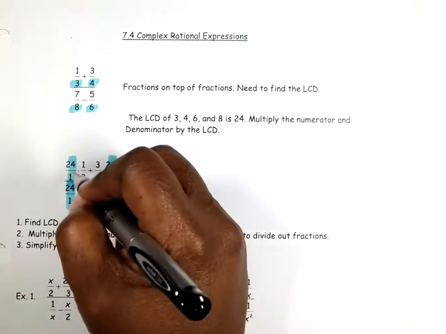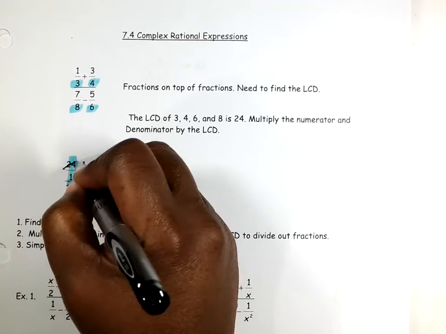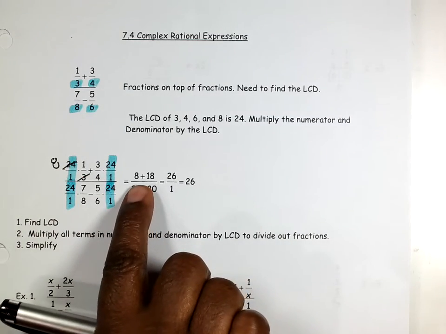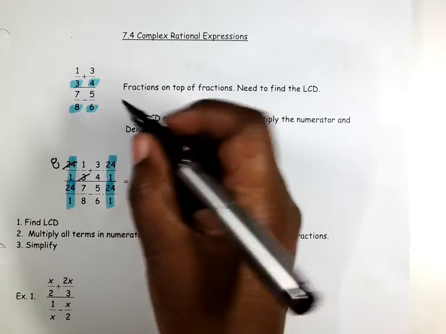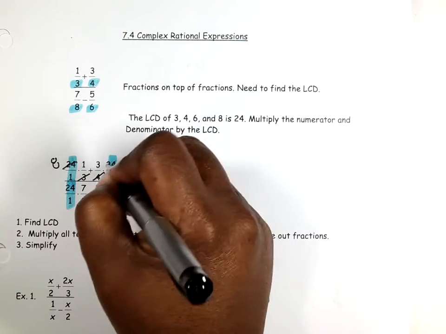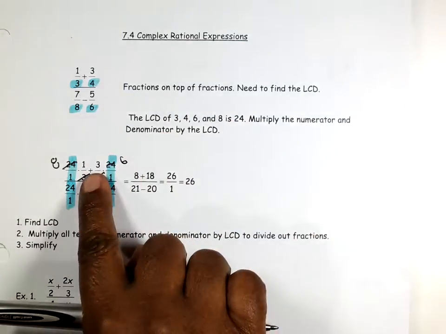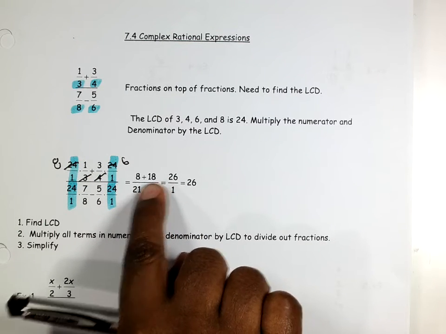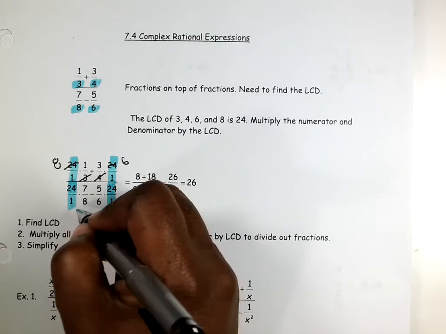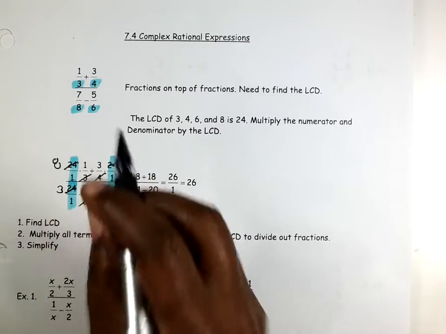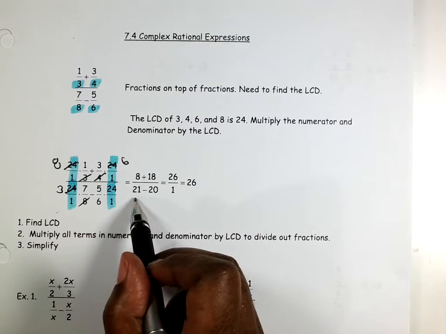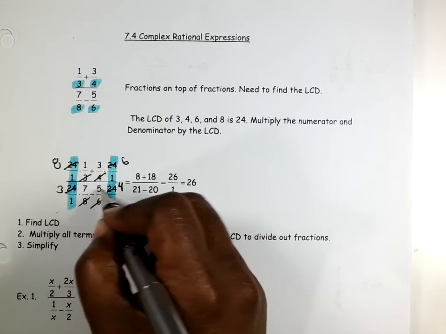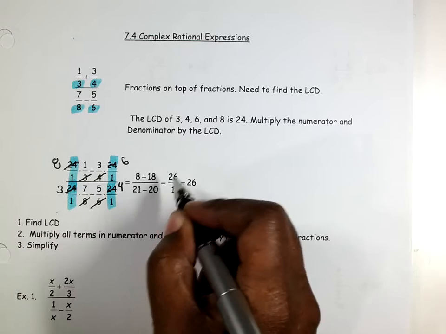So if I go back to look, 3 goes into 24 8 times, and we're left with 8 times 1, so that's where that 8 comes from. For the second term, 4 goes into 24 6 times, so I'm left with 3 times 6, and that's where that 18 comes in. We move down the bottom, 8 goes into 24 3 times, so 3 times 7, we get 21. And 6 goes into 24 4 times, so 5 times 4 gives us 20.